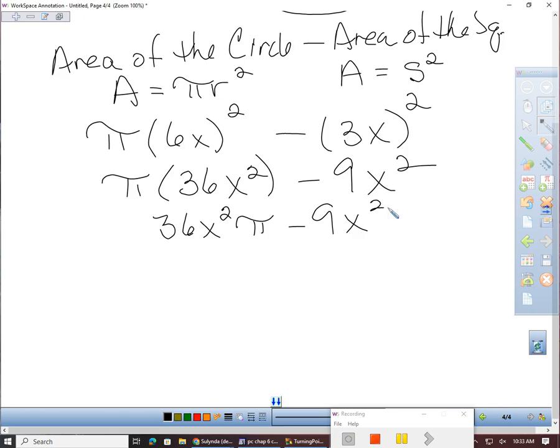Okay. Is there something I can undistribute from both these terms? I can take out a 9. What else can I take out? An x squared. Very good. All right. So 36 divided by 9 is 4. And I take out this x squared, so I'm just left with pi minus. In this one, I'm going to take out the 9 and the x squared, so what am I left with? Perfect. This is exactly what you have to do for number 28.